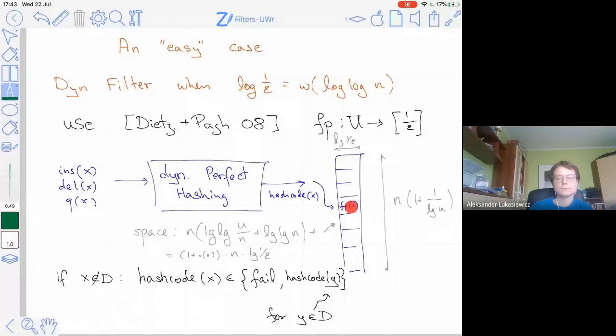I will compare it, by the way, with what it should be. It might be fingerprint of Y. I compare it with what it should be. If it's the same, I give it as the answer. If it's different, I say X is not in the set.